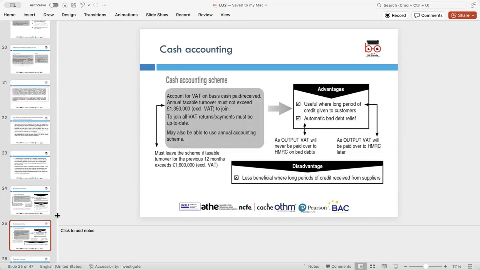Cash accounting scheme for value-added tax, a method that simplifies VAT accounting by focusing on cash payments and receipts. There are some advantages and disadvantages as well. You account for VAT on business cash received, and annual taxable turnover must not exceed 135,000 pound excluding VAT to join. Advantages: useful where long periods of credit are given to customers, and automatic bad debt relief. Disadvantages: less beneficial where long periods of credit are received from suppliers.